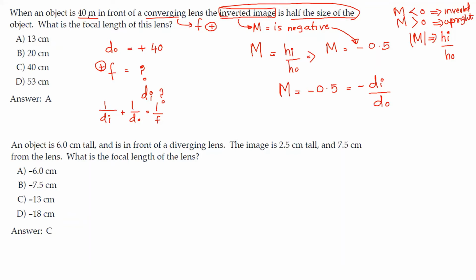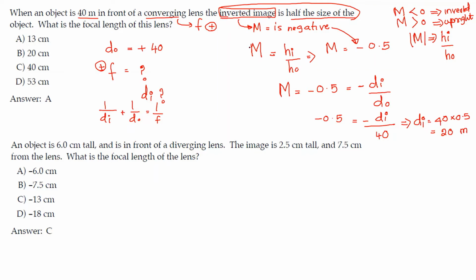Okay. And object distance is 40 positive. So negative 0.5 is negative di divided by positive 40. And you can see this negative sign and this negative sign cancel. And you get the value of di as 40 times 0.5, which is 20 meters. And we got a positive value for di. See, we got a positive value.